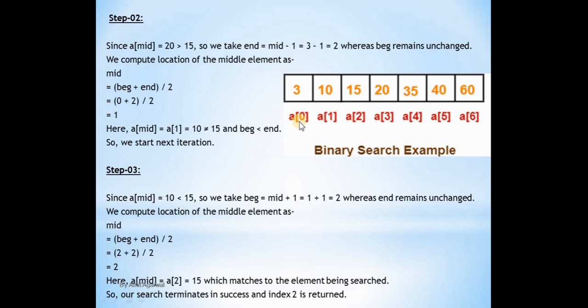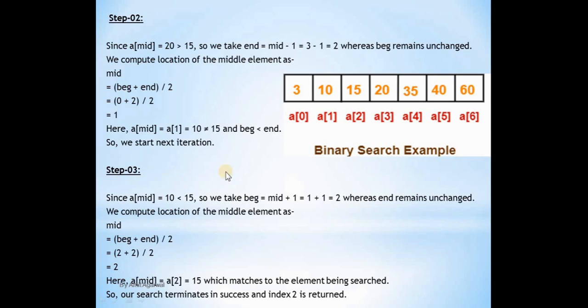Now we compute the value of mid again, that is 0 plus 2 divided by 2, that is 1. So here A[mid], that is A[1], is 10, which is not equal to 15. Again, the beginning or lower bound is not greater than the upper bound, so we shall start our next iteration.